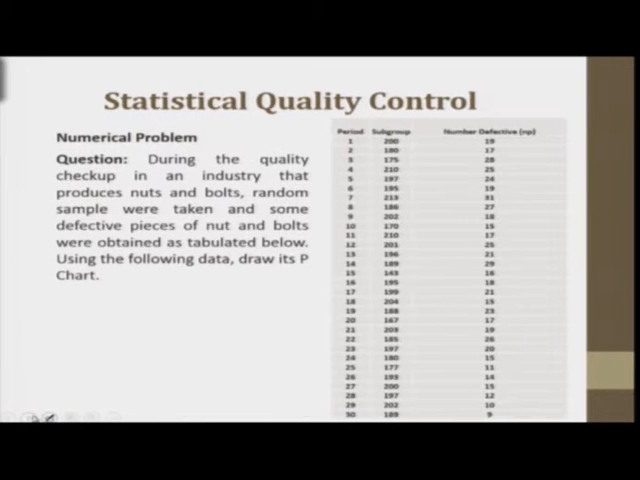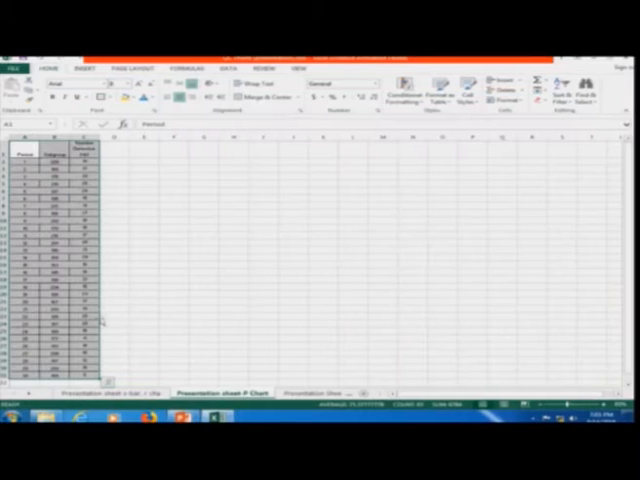I will try to see this numerically. During the quality checkup in an industry that produces nuts and bolts, random samples were taken and some defective pieces of nuts and bolts were obtained, as tabulated below. Using the following data, draw its P chart. We have the period from 1 to 30, the subgroup value, and the number of defectives. Now I will export this data to my Excel sheet. I have already exported it and would like to show you how we construct the P chart.